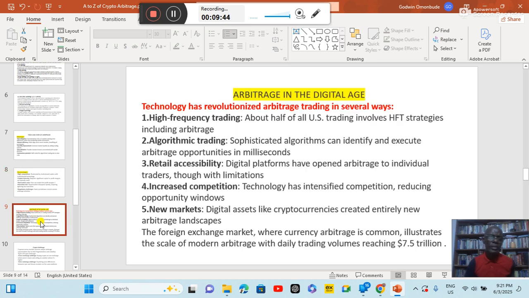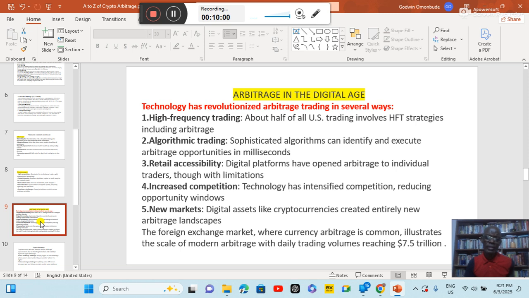Arbitrage in the digital age. Technology has revolutionized arbitrage trading in several ways. Number 1, high frequency trading. About half of all the US trading involves a high-frequency trading strategy, including arbitrage.